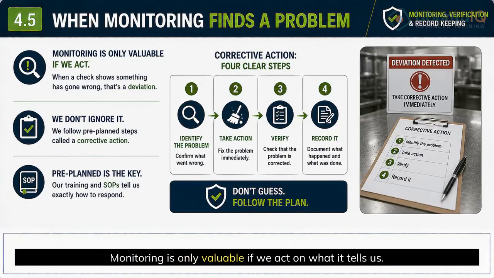Monitoring is only valuable if we act on what it tells us. When our check shows that something has gone wrong, that's called a deviation, we don't just note it and carry on. We follow a set of pre-planned steps called a corrective action. The key word here is pre-planned. We should never be guessing what to do when something goes wrong. Our training and our SOPs tell us exactly how to respond. A corrective action has 4 clear steps, and we're going to walk through each one.